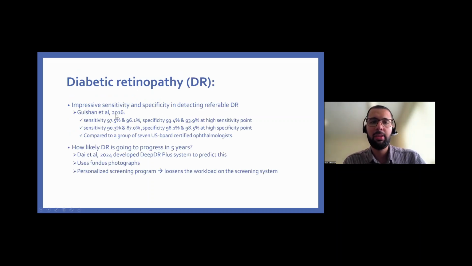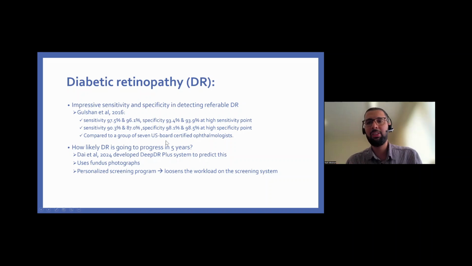So in diabetic retinopathy, this has been shown to have impressive sensitivity and specificity in detecting referable diabetic retinopathy. In one study by Gulshan in 2016, they found sensitivity as high as 97.5% and 96.1%, and a specificity of 93% at high sensitivity points. And when you take high specificity points, the specificity is also quite high, 98%, and the sensitivity is still high, 90% and 87%. And this is when we use the AI system as compared to 7 US board certified ophthalmologists. So you can see it's a quite impressive sensitivity and specificity.